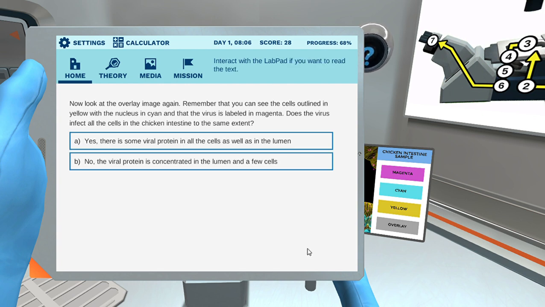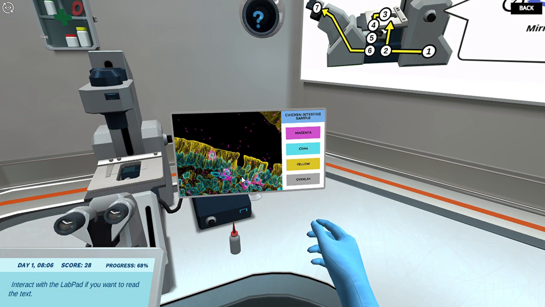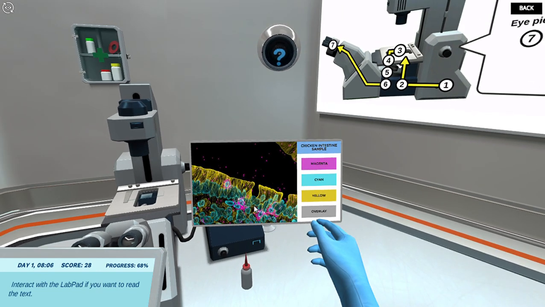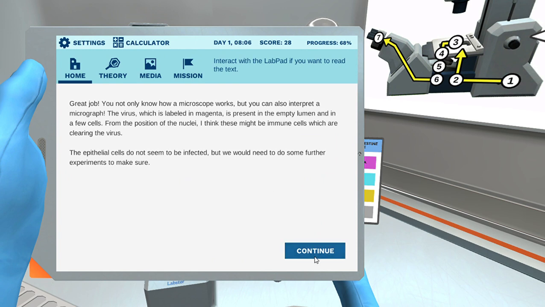Now look at the overlay image again. Remember that you can see the cells outlined in yellow with the nucleus in cyan and that the virus is labeled in magenta. Does the virus infect all the cells in the chicken intestine to the same extent? Great job! You not only know how a microscope works, but you can also interpret a micrograph. The virus, which is labeled in magenta, is present in the empty lumen and in a few cells.